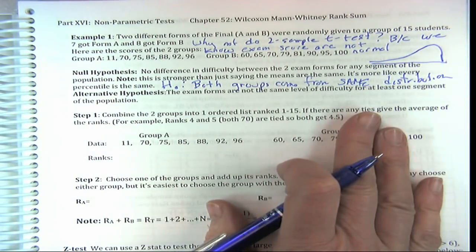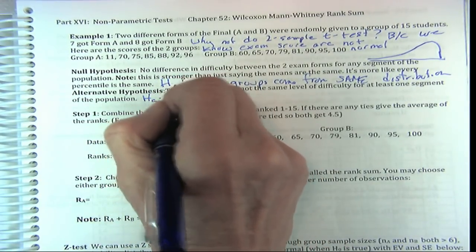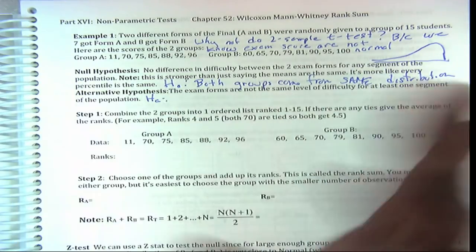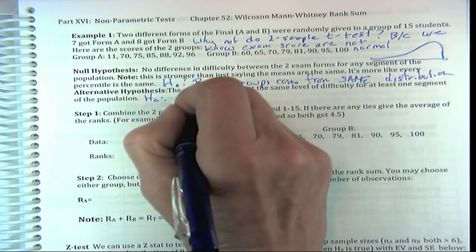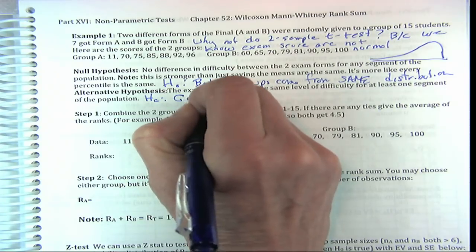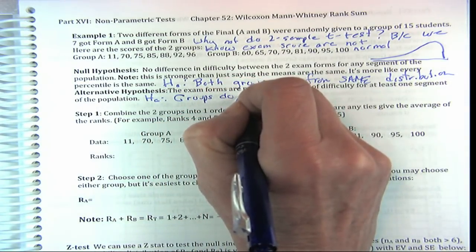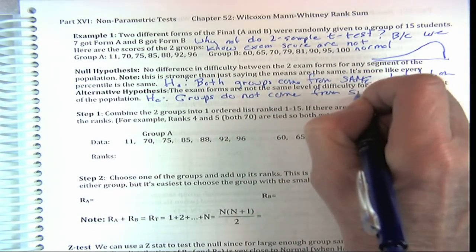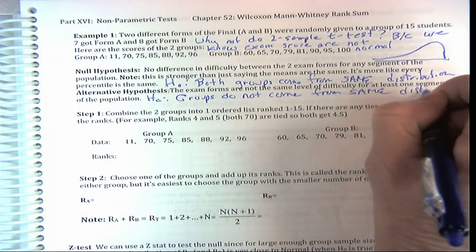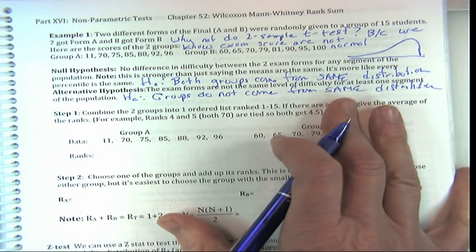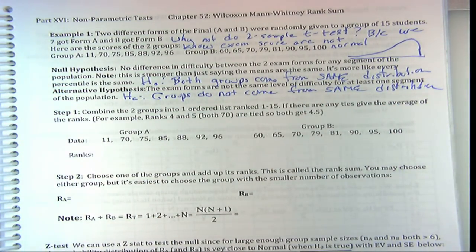Okay, and the alternative is what? That the exam forms are not the same level of difficulty for at least one segment of the population. So they come from different distributions. Like one might be more lopsided than the other, even if they have the same mean. Okay, so what do you do?